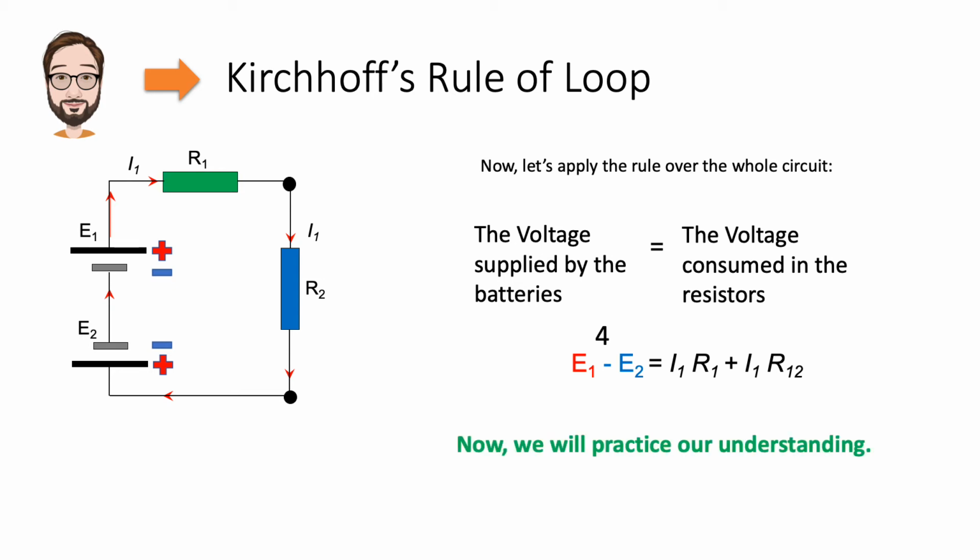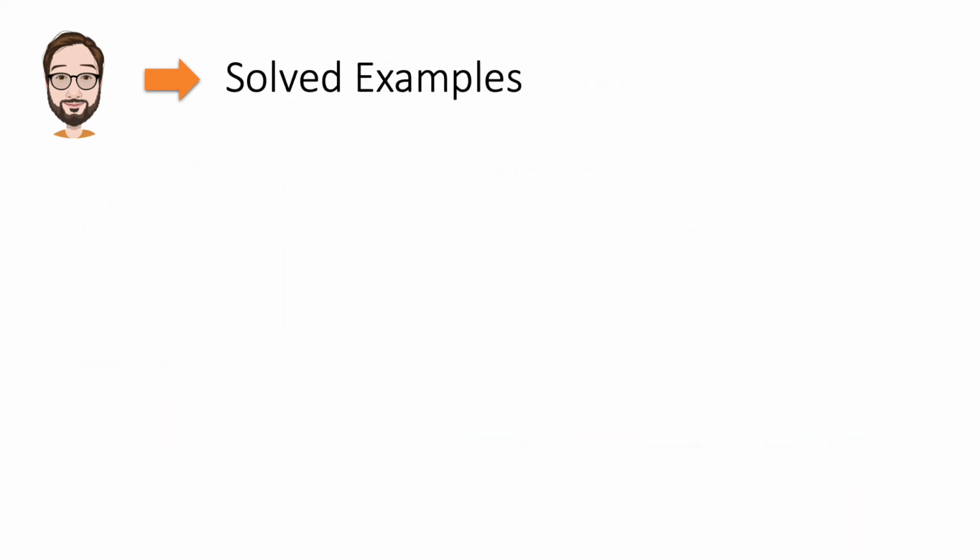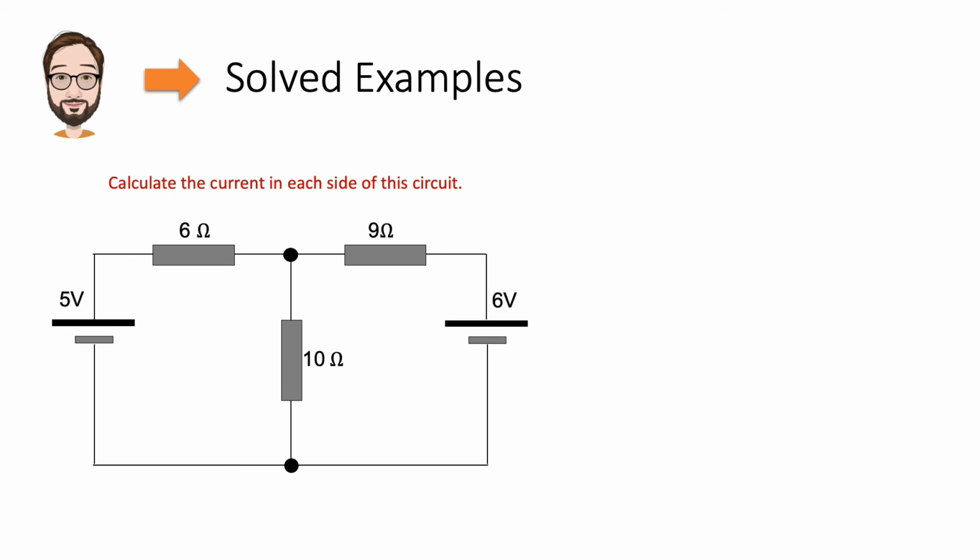Now, let's practice our understanding. In this circuit, we need to calculate the current in each side of the circuit. The first step is to label the corners of the junction in the circuit. So I'm going to label them as you see in here: A, B, C, D, E, F. Then, let's propose the current. From the 6 volt battery, I will expect that the current comes from the positive side as usual.